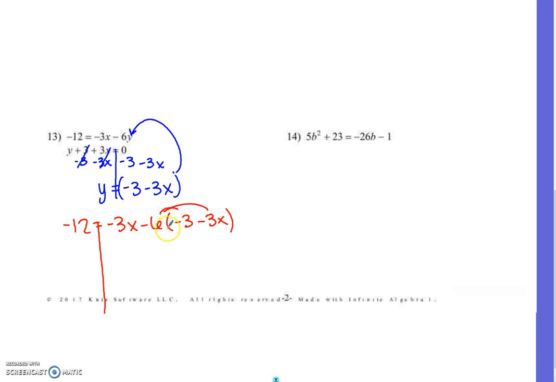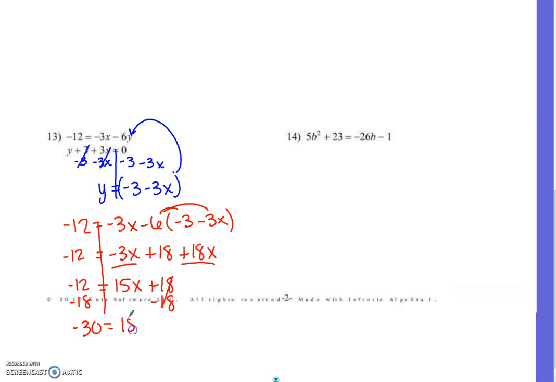So I'm going to distribute here. Remember, that's a negative 6. Negative 3x. Negative 6 times negative 3 is a positive 18, with an x on that guy. Distribute, then combine like terms. I can combine these guys here. So I have negative 12 equals negative 3 plus 18, which is 15x, plus 18. Then I subtract 18 over here, and I get negative 30 equals 15x. I divide by 15, and I get x equals negative 2.